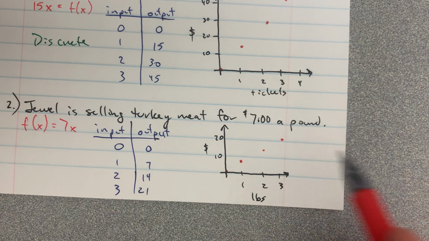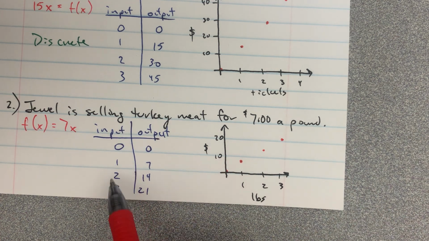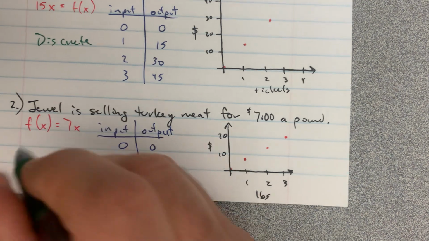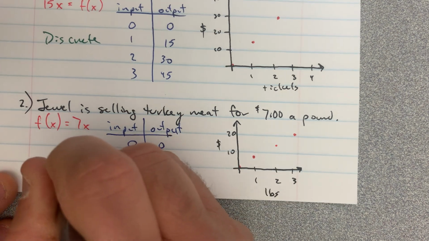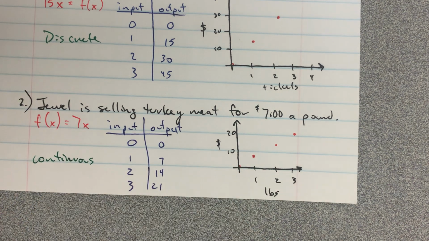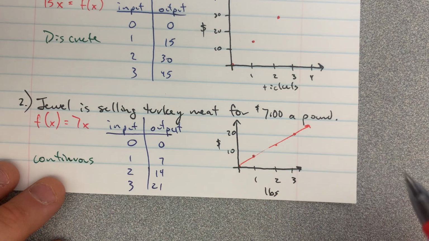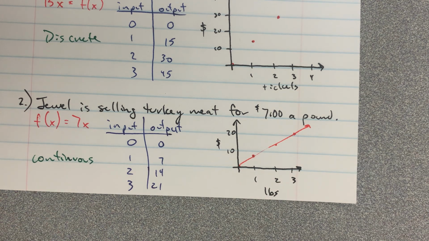Can my inputs be decimals? Can I buy a half a pound of turkey or 2.3 pounds of turkey? The answer is yes, I can. This is continuous. So you're just going to have to ask yourself that. And since it's continuous, I put the line in.